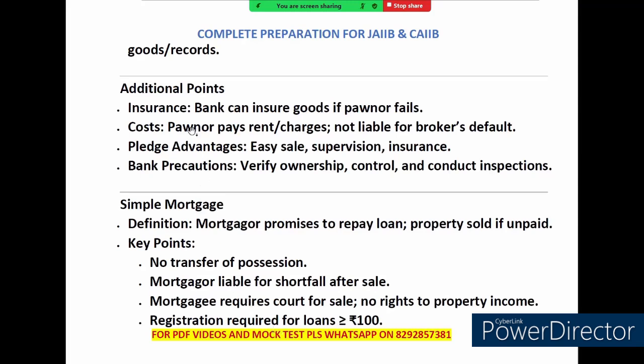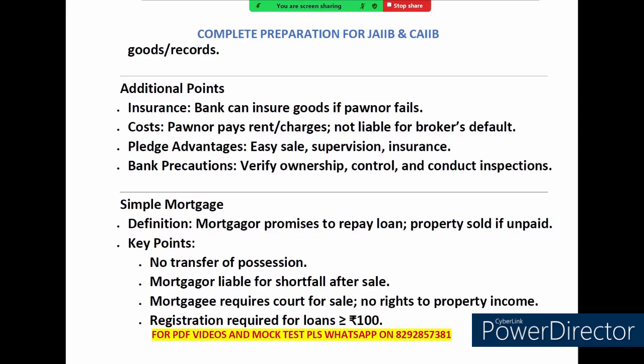Now, if you don't insure the goods, the bank can insure them for you. You as the pawner are responsible for paying rent or charges, but you are not liable if the broker defaults. Pledge advantage: the advantage of pledge is that it allows for easy sale, supervision of the goods, and insurance. Bank needs to take precaution by verifying ownership and conducting regular inspection.